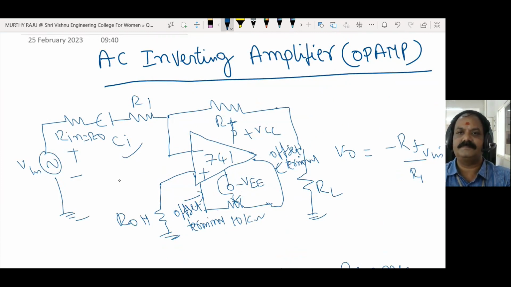This is the inverting AC amplifier. Here Vin with Rin equal to R0, which is a very low value, is coupled to the input terminal of the op-amp through the coupling capacitor CA. Here we use RF, which is also very important. This ROM is used here to prevent the bias current effect.